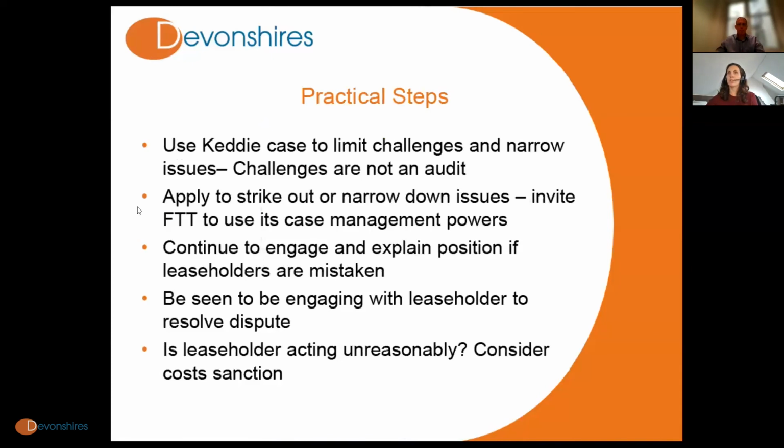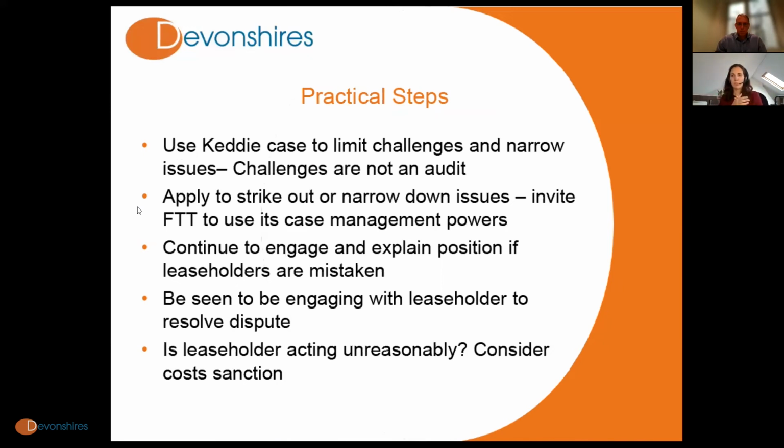Oh, sorry, I've gone on one too far. So practical steps. So you use the Keddy case that Neil's already talked about to limit challenges and narrow issues. So challenges aren't a wholesale audit of the landlord's behaviour for the past 6 or 12 or however many years. If an application, for example, seems to be widening itself to include issues that aren't necessarily relevant to the core issues within the claim, extra things are being added, then try, as a landlord or as a tenant if it's the other way around, to challenge and either strike those issues out or narrow the issues back to exactly what the initial application was made.